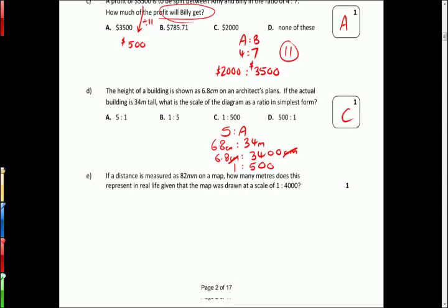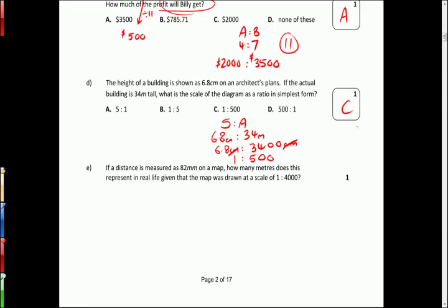There it is. Now we've got another scale measurement one here. If a distance is measured at 82 millimetres on a map, how many metres is this representing in real life? Okay, I'm just going to write scale to actual again. And it's drawn at a scale of 1 to 4,000. So that's already telling me that the scaled item is equivalent to 1.